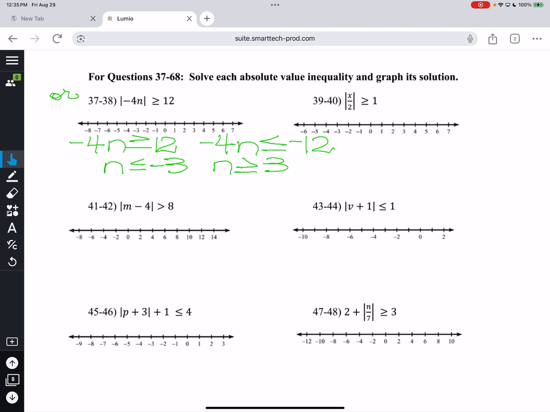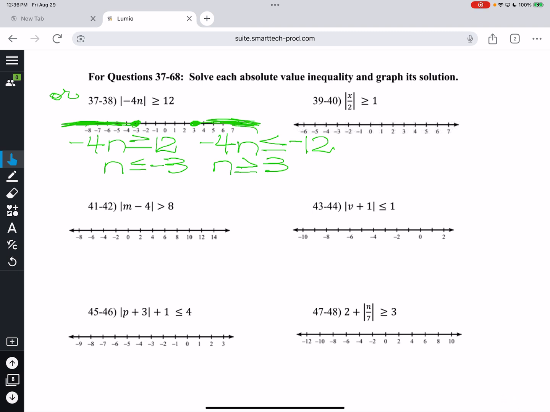This original, though, is an or. So we're either going to have airplane wings or we're going to have all real numbers. So let's go see. -3. Are we going to fill in or circle? Good. And it says we're going to the left. And then we fill in at 3. And we're going to the right.